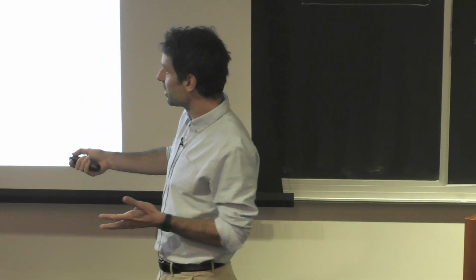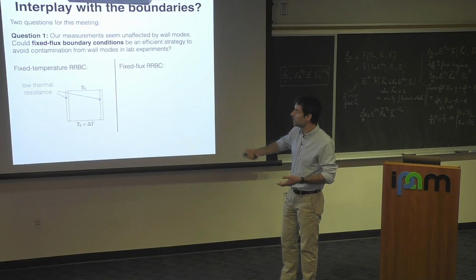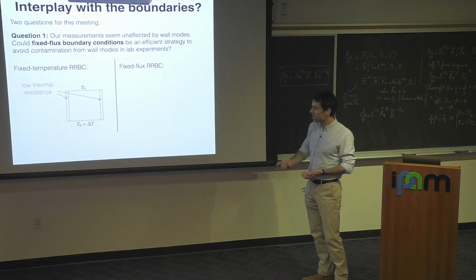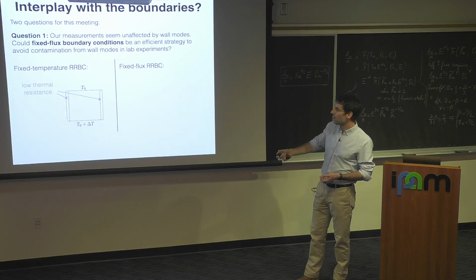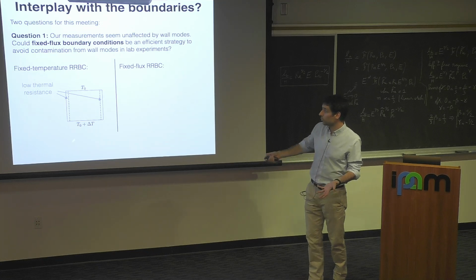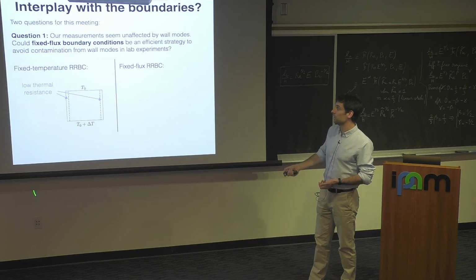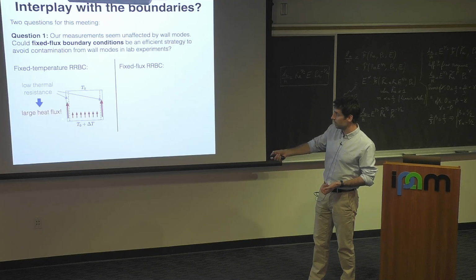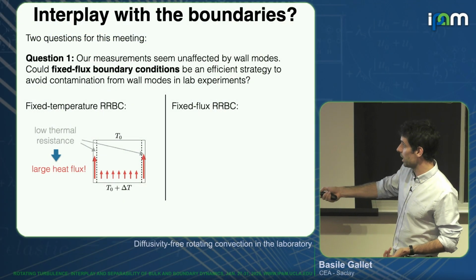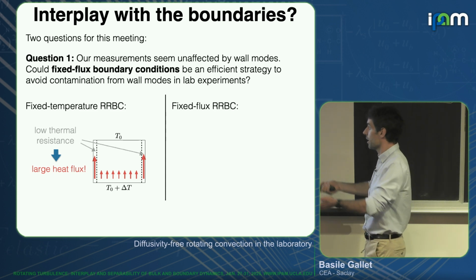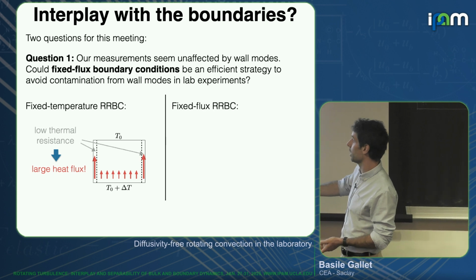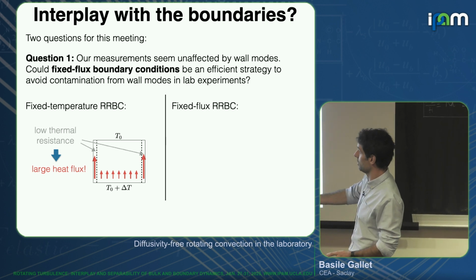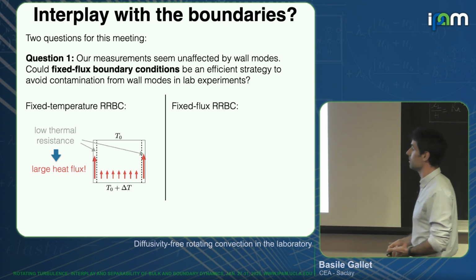I'm asking, so if anyone's interested, we could investigate this. The standard setup seems to be fixed temperature rotating Rayleigh-Benard convection. In which case, if you have wall modes, then they seem to be very efficient at transporting heat. So it means you have a very low thermal resistance here and a higher thermal resistance here. So of course, if you impose a constant temperature difference, you're going to have a huge flux in the wall regions and a weaker flux in the bulk. It's like electronics: you have a small resistor here and a large resistor here, all in parallel. Well, most of the current is going to go through the small resistors, right?